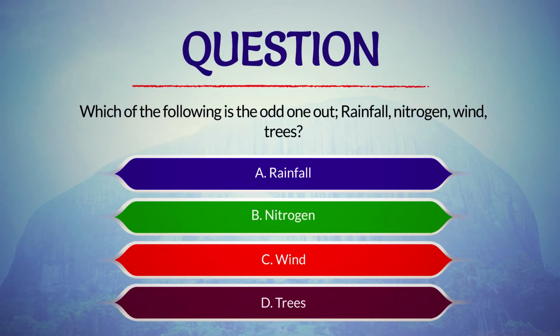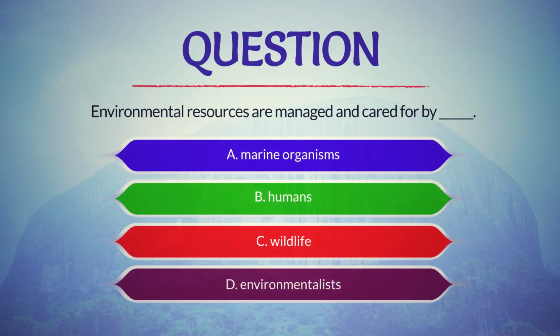Question 1. Which of the following is the odd one out? The options are A. Rainfall, B. Nitrogen, C. Wind, or D. Trees. The correct answer is D. Trees.